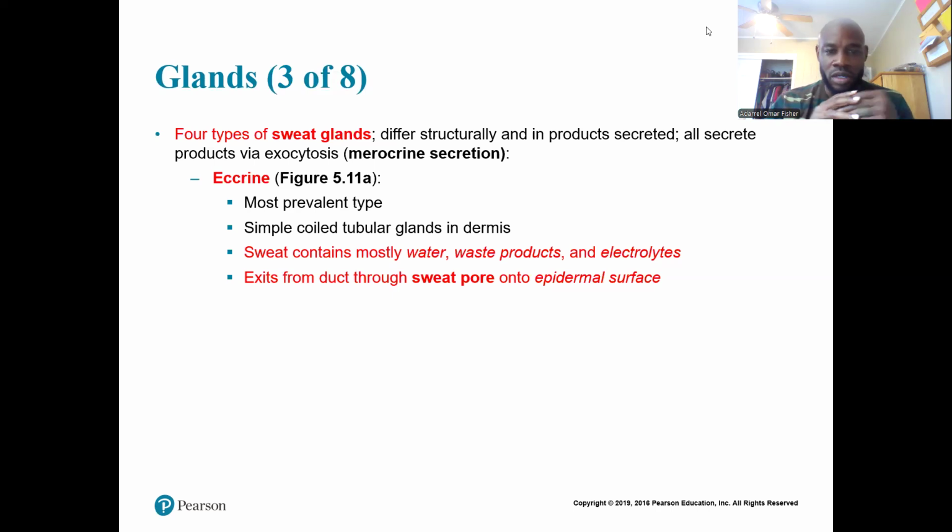Eccrine. Sweat contains mostly water, waste products, and electrolytes. Remember, sweat is a waste product. One of the reasons why when we sweat, we tend to take a shower afterwards if we're doing a lot of sweating on a hot day or after a workout. Your sweat contains waste that has unfortunately a smell to it. It exits through sweat pores onto the epidermal surface, onto the skin surface.